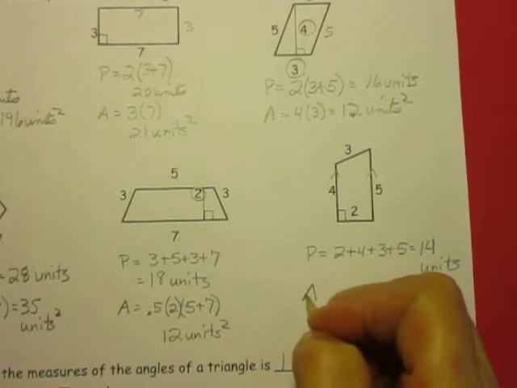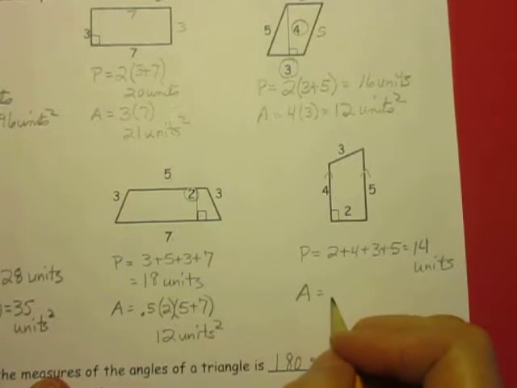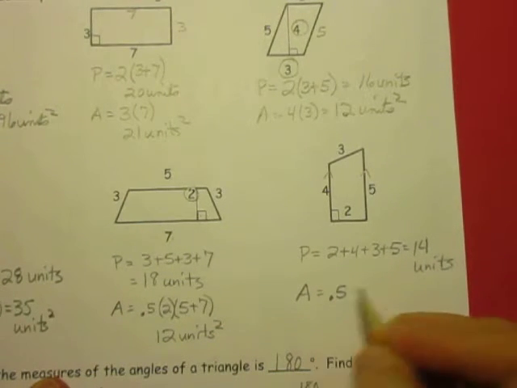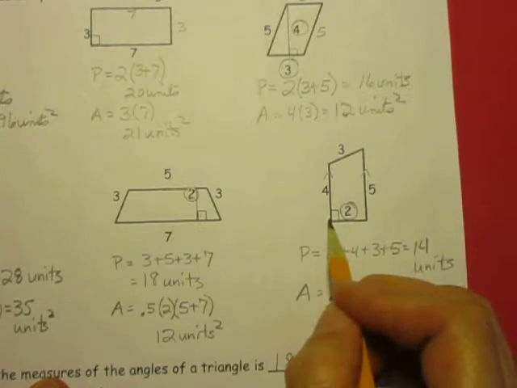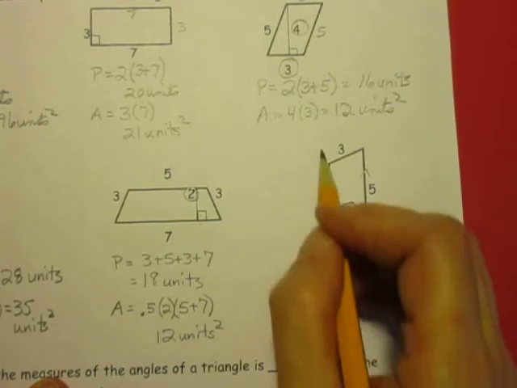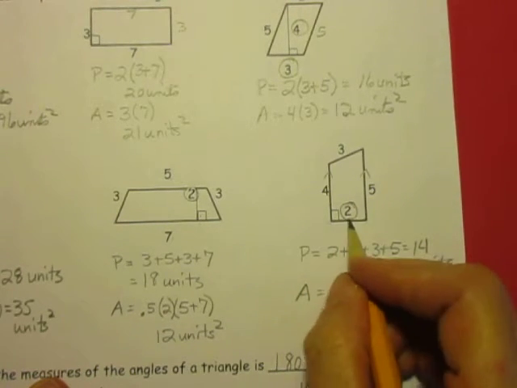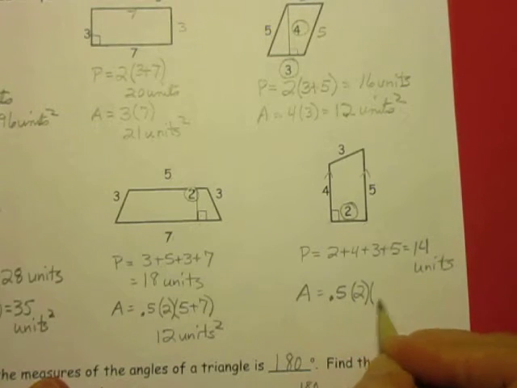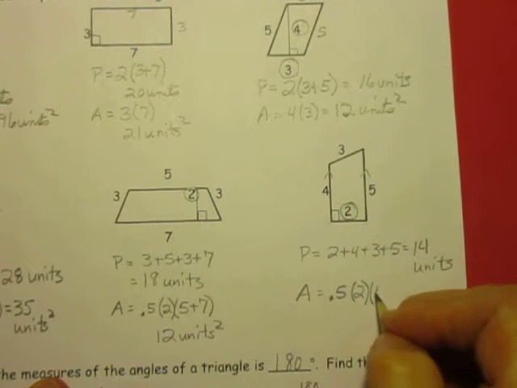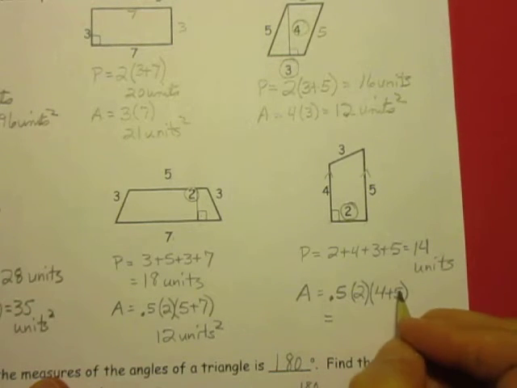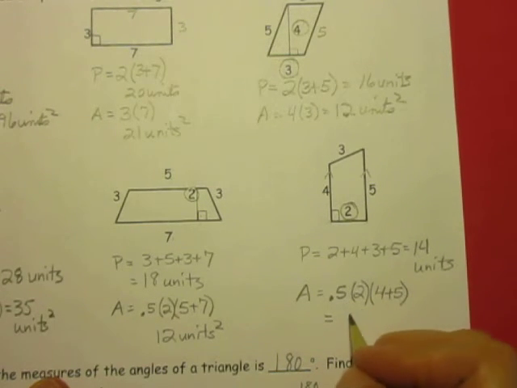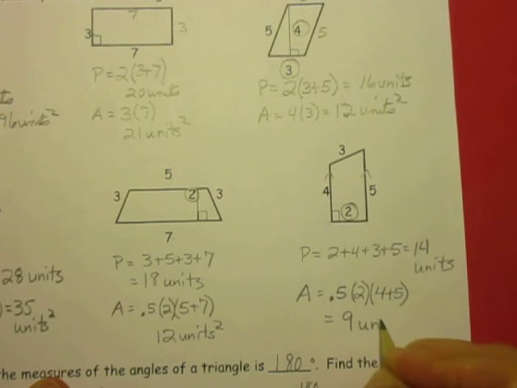I go to do my area, I'm going to have to say 0.5. I have to do my height, but I have to recognize my height is the one that's at right angles to the 2 bases. It's sitting on its height, so the bases are going up. Okay, so 2 is my height, and then the sum of my bases, 4 plus 5, which would be 9. Then when I continue on doubling and then halving it, this comes out to be 9 units squared.